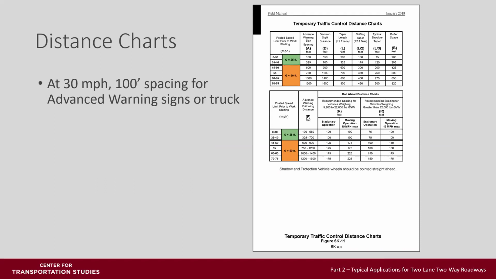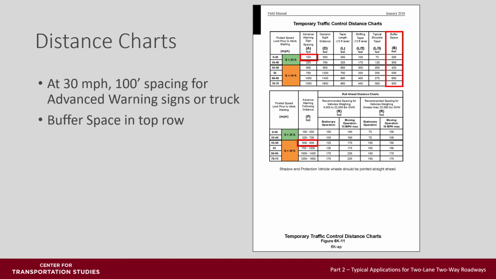Another example for mobile traffic control: at 30 miles an hour, it's 100-foot spacing for advance warning signs, and the advance warning matches that. Got my box in the wrong place, I'm sorry.